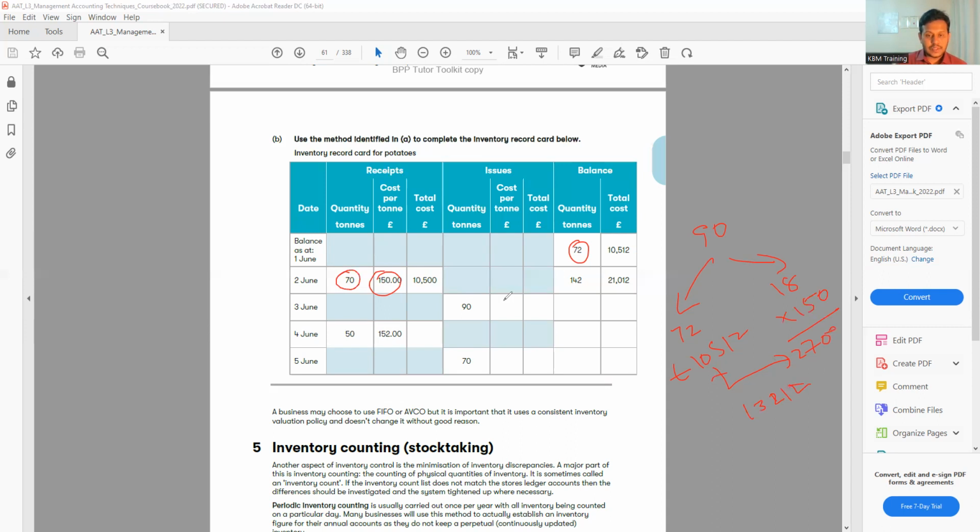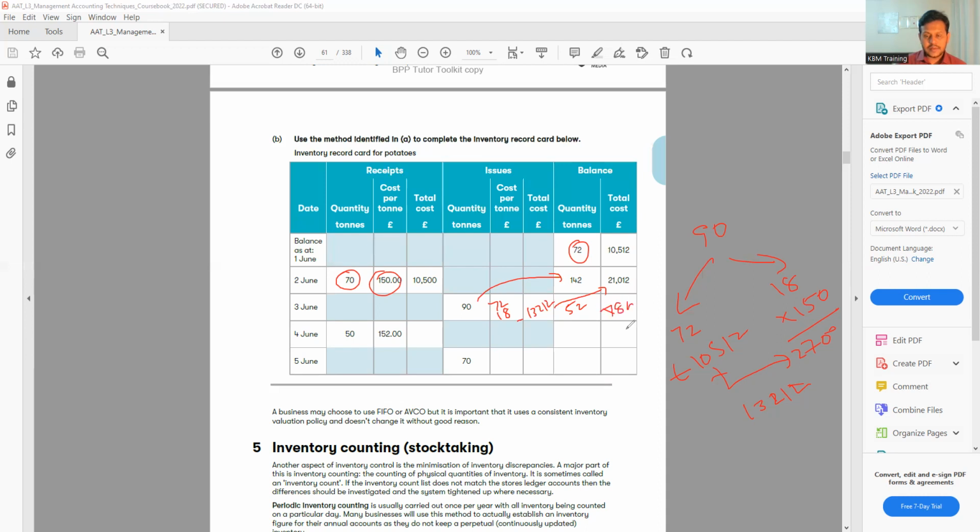Okay, so let's do this one now. So I want to issue the 90 units. So I said 72 units I'll take from there, and I need another 18 I'll take from here. And the total cost will be 13,212. So how much will be the balance now? If the 90 is gone from 142, how much will be the new balance? So 142 minus 90, there will be 52 units left. And how much will be the cost from 21,000? If 13,212 is gone, how much will be the new balance for the cost? 7,800.